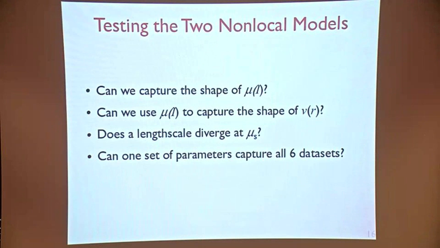But we want to check 2 things that mean the model is well-behaved. Does the length scale diverge at mu s? Can we actually pick that up? And is there one set of these fit parameters that can do all 6 data sets? We succeeded at all of these. So, test 1, fitting the mu of I data.